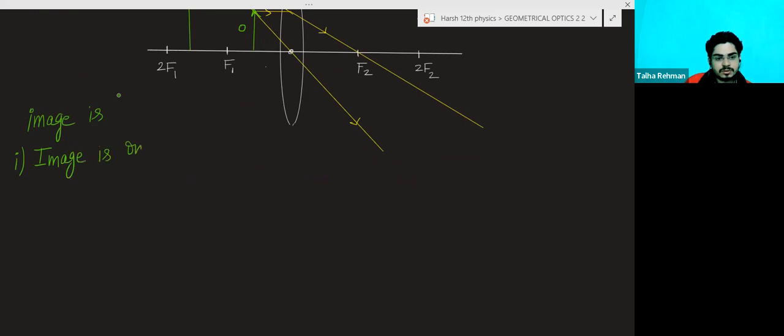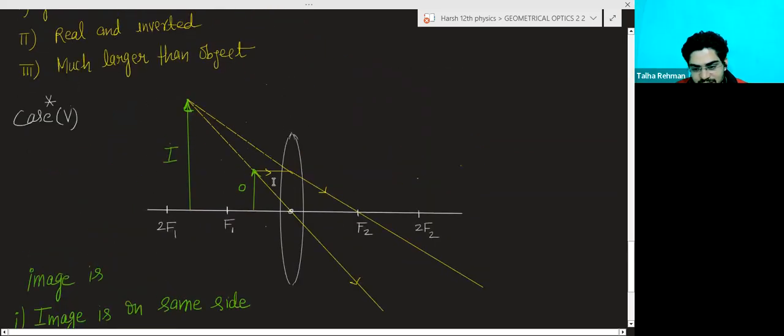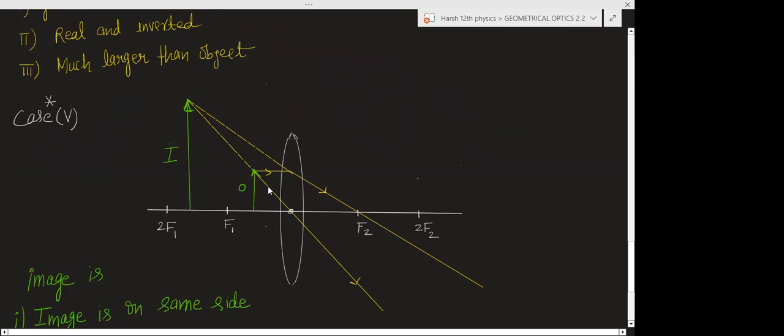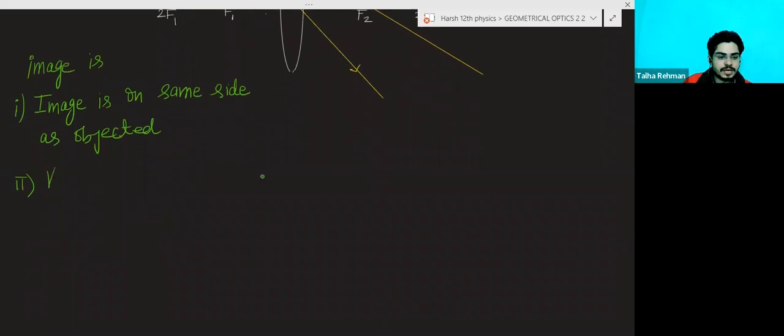The image is on the same side as the object. Can you tell me whether this image is real or virtual? It is virtual, because the rays only appear to meet here; they are not meeting in reality. So you can say it is a virtual and erect image.